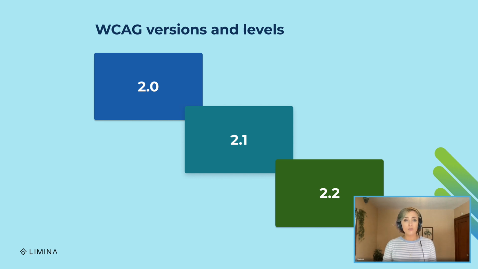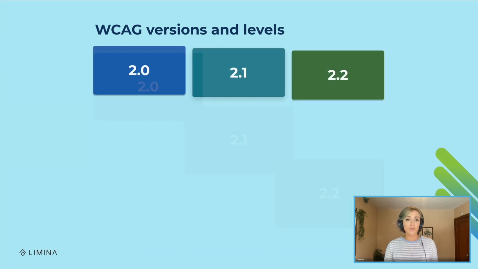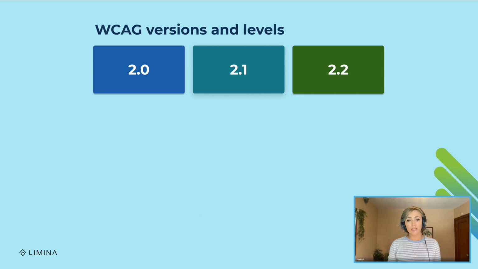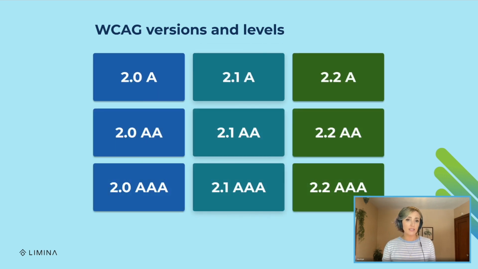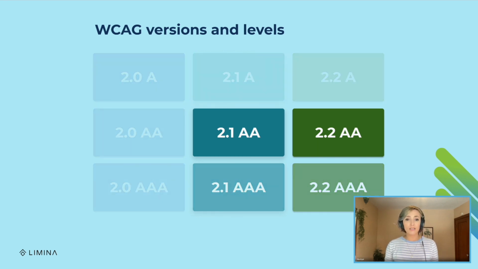WCAG also includes 3 levels of accessibility that range from A, the lowest, to AAA, the highest. Just like the versions, the levels build on one another. So if you meet level AAA, that means you also meet AA and single A. It is recommended that organizations strive to achieve AA or AAA to ensure greater accessibility and to mitigate legal risk.